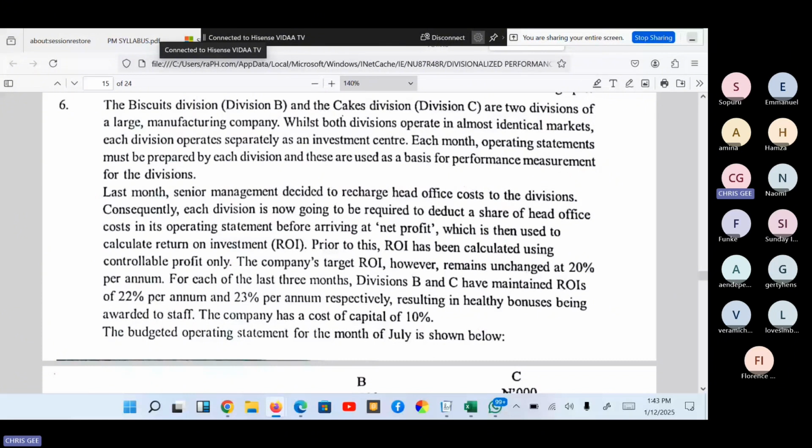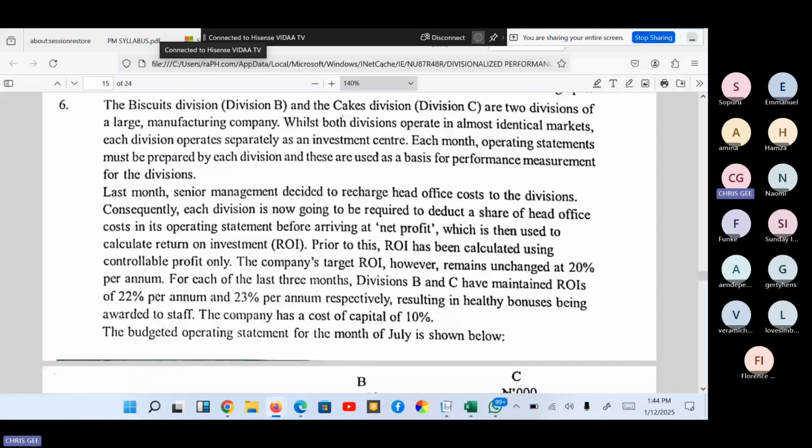Last month, senior management decided to charge head office costs to the divisions. Consequently, each division is now going to be required to deduct a share of head office costs in its operating statement before arriving at net profit, which is then used to calculate return on investment. Now, if you want to appraise the manager, what kind of profit do you use? Controllable profit, meaning that it should be profit that they can control.